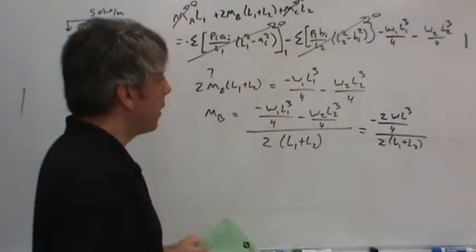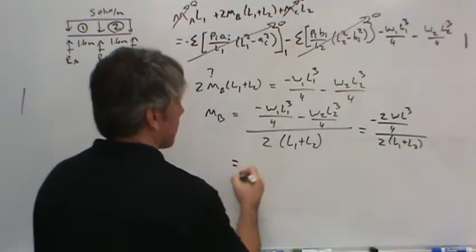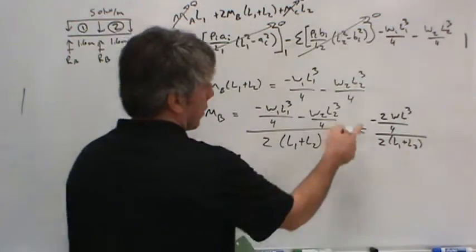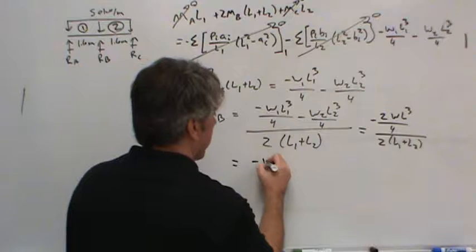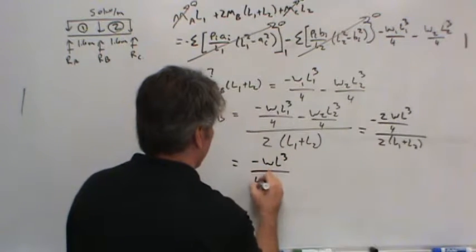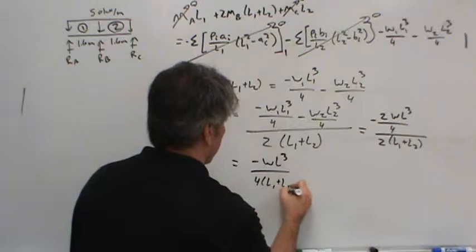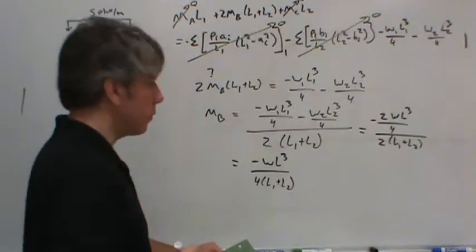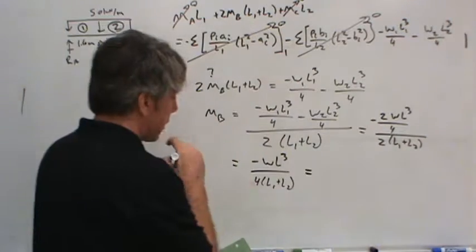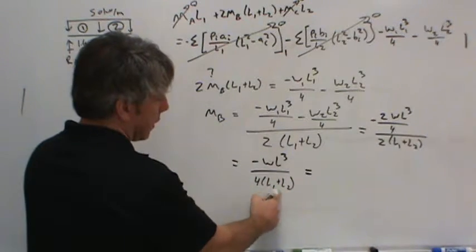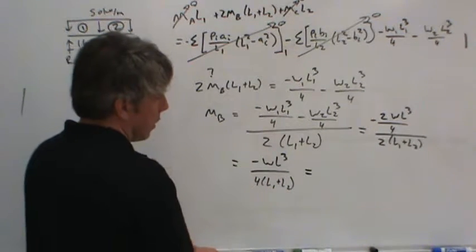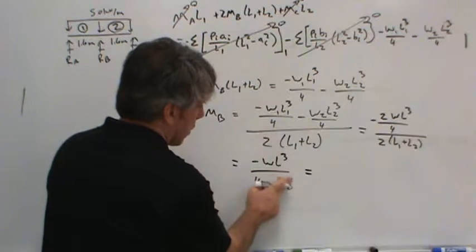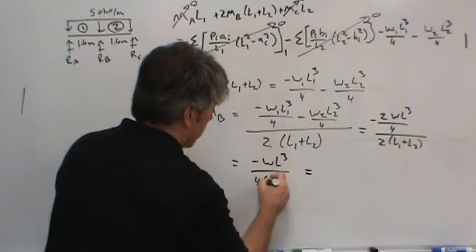Okay? So now, if we simplify this down even further, putting the constants together, invert and multiply, 1/2 would be a quarter. So it's negative WL cubed over 4 times L1 plus L2. Make sense? By the way, this L and this L are all the same, so I guess I could have written 2L instead. Probably should have done that, 2L.